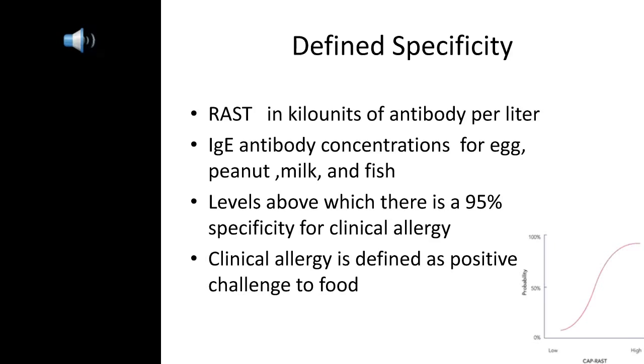So these are the sort of graphs we have seen on numerous occasions. We have a probability and a CAP RAST. We have a certain level above which there's a 95% probability of reacting. Remember, in clinical allergy, obviously it depends upon how good we are at diagnosing people. So if we took a whole population and screened them, we still would have a poor positive predictive value for 95% specificity, as you know. So this only works if we get people with good clinical histories, and then we take 95% specificity.